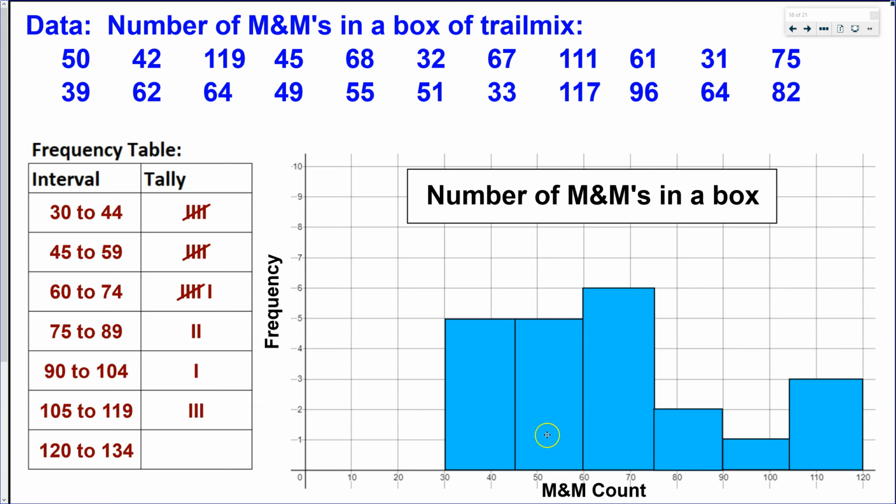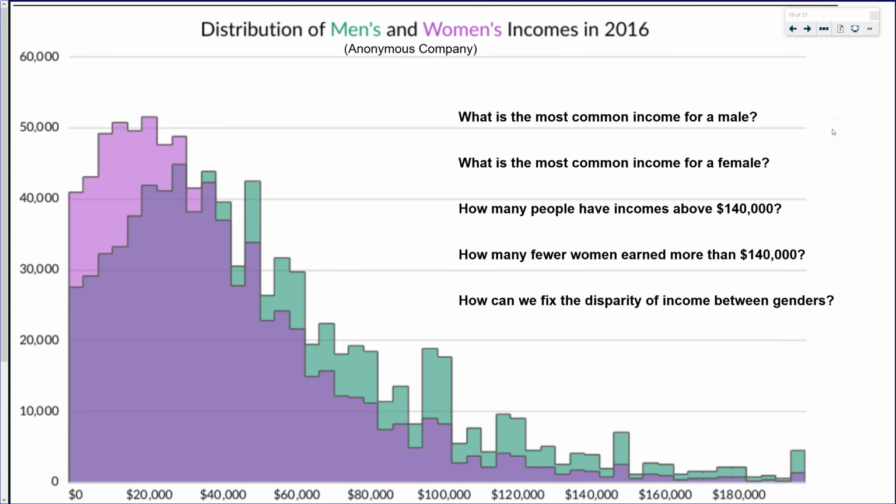So just by looking at this picture, we can come up with some observations and some conclusions about the data. Speaking of observations and conclusions that can be made about data, we can ask a whole bunch of questions based on some pretty complicated looking histograms. So this is actually a double histogram that's overlaid one on top of another.